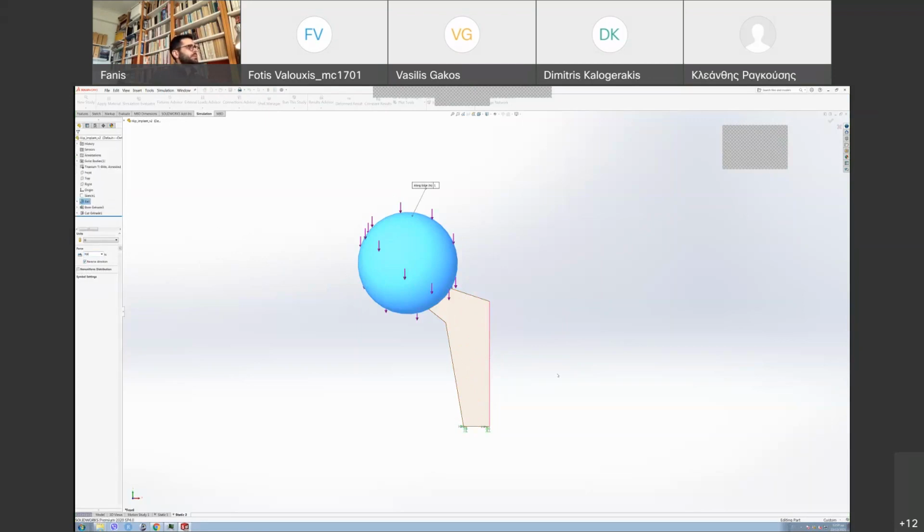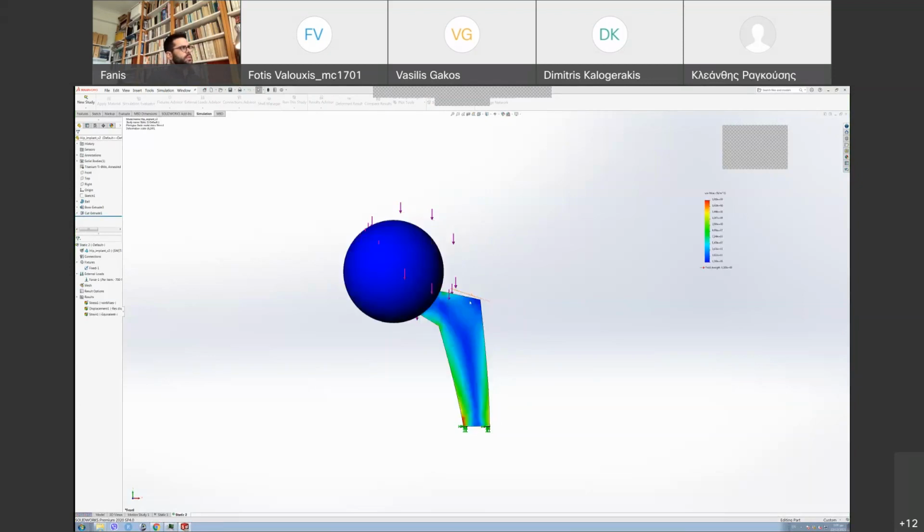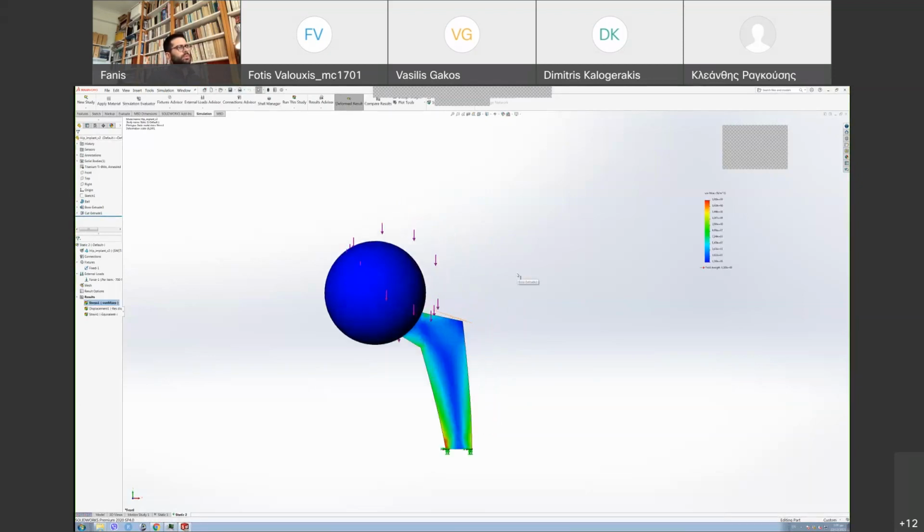That's pretty much it. Now we have the force, we have the constraints. Because SolidWorks is a more user-friendly software, you don't control a lot of the parameters. It does this for you. So then you can just click run the study. And if I did everything correctly and I didn't mess up the geometry, it should run pretty well, okay? And pretty fast actually.